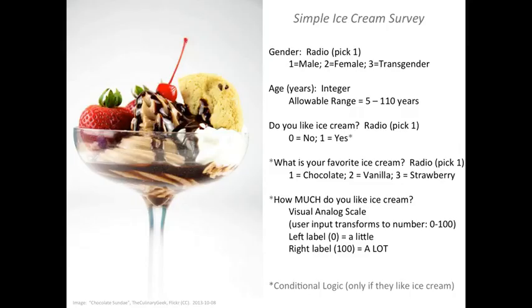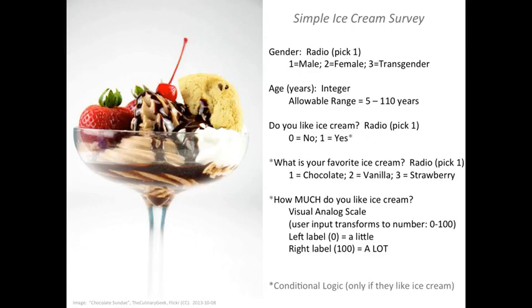In this simple example, we'll choose just a few variables as a proof of concept to setting up surveys. We'll collect gender, much as we have before, male, female, and transgender coded to 1, 2, and 3. This time we'll use a radio button, and it'll be a pick one option. We'll collect from the end users or the survey recipients' age in years. We'll collect that as an integer. Since it's a type-in number, we'll allow them to type in numbers between 5 and 110 years of age.